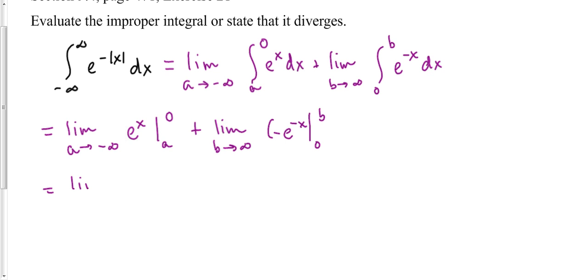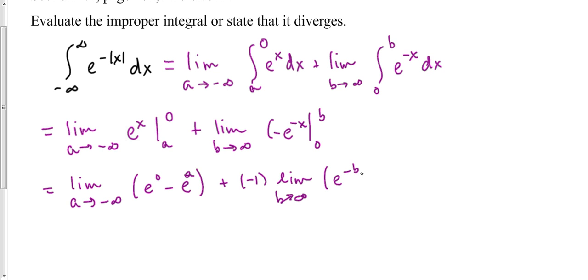So we're going to have the limit as a goes to negative infinity of e to the 0 minus e to the a, plus, and actually I'm going to move this negative 1 out here, the limit as b goes to infinity of e to the negative b minus e to the 0.